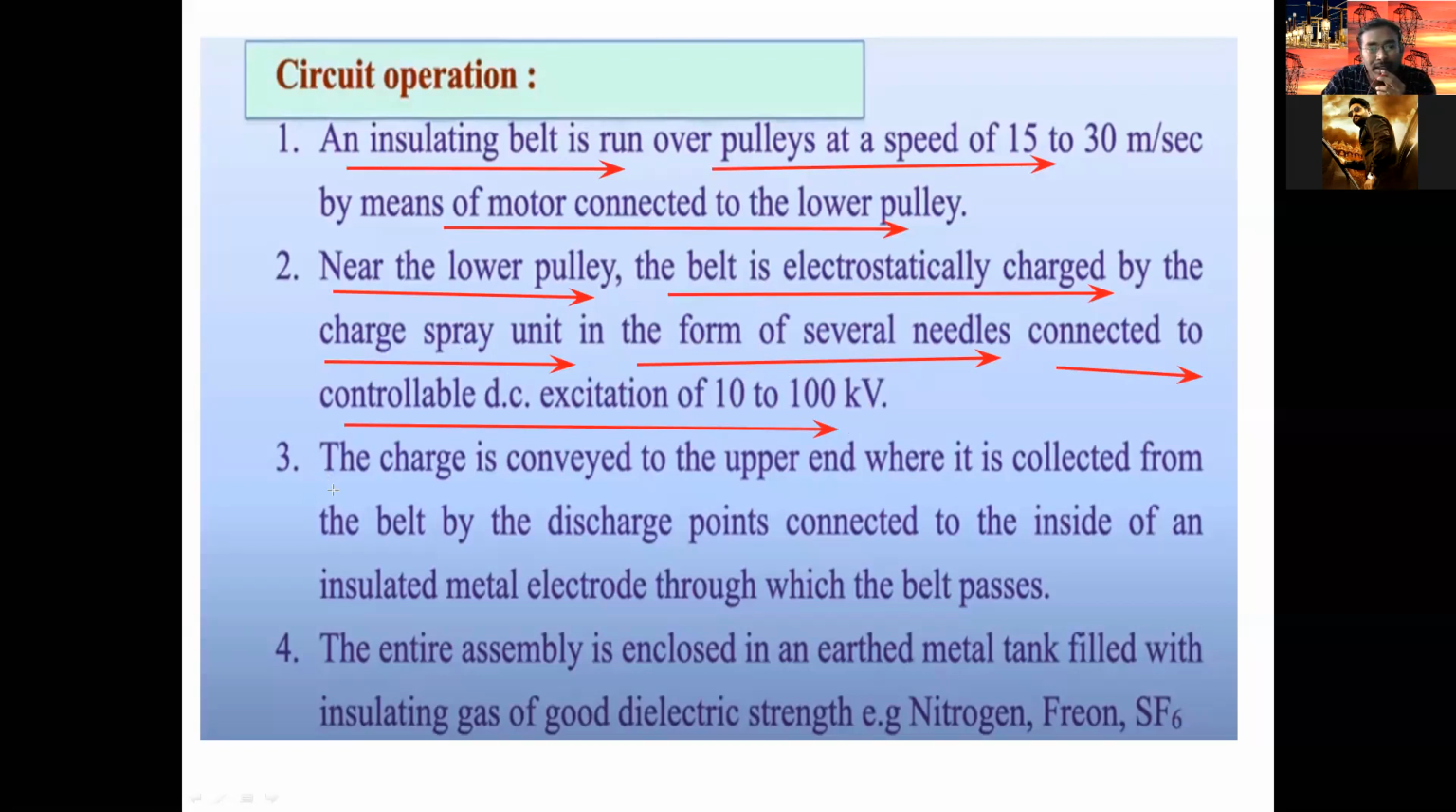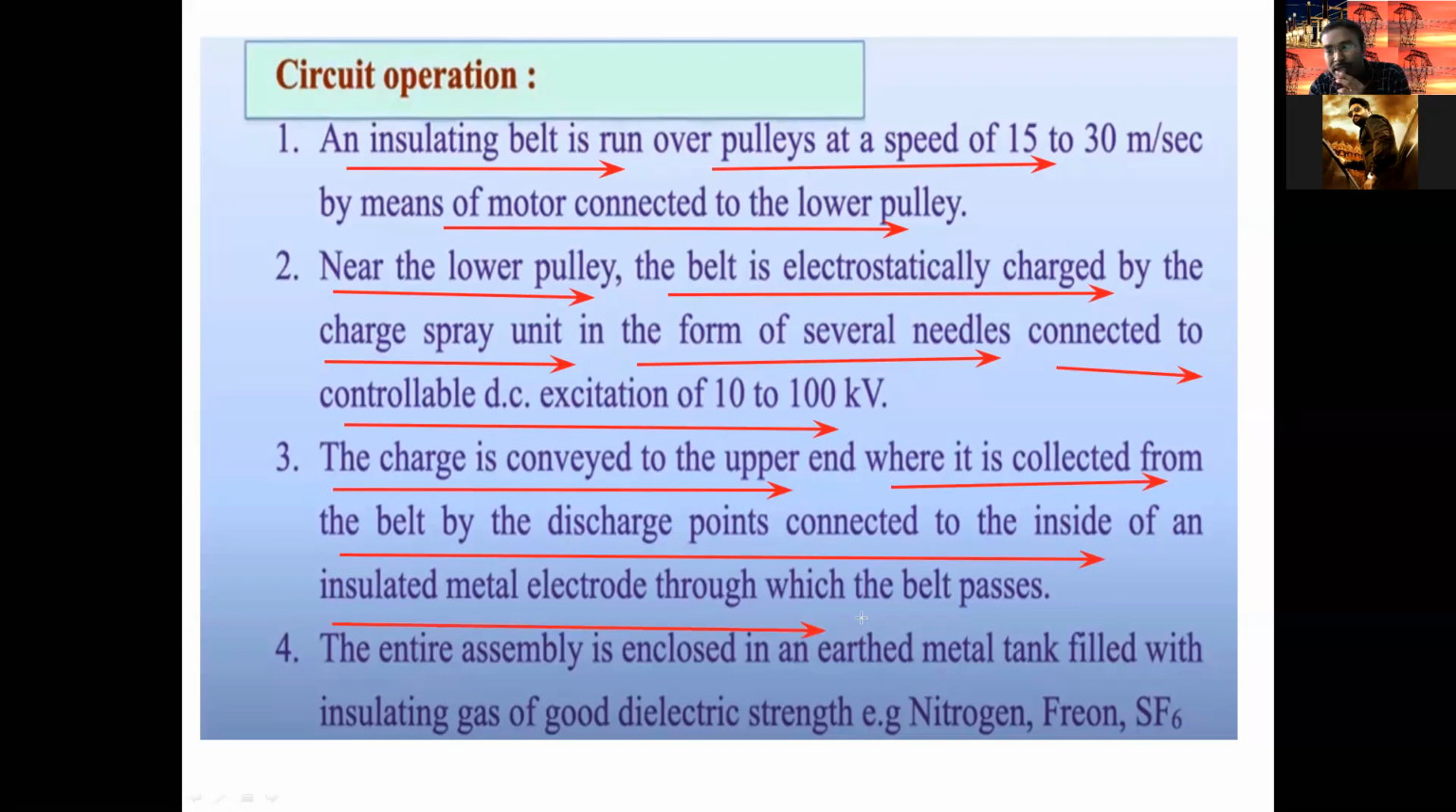And the third point: the charge is conveyed to the upper end, where it is collected from the belt by discharge points connected to the inside of an insulated metal electrode through which the belt passes. That is called the upper comb. The second point is related to the bottom comb, and the third point is related to the upper comb. It collects the positive charges and sprays them into the metallic sphere.